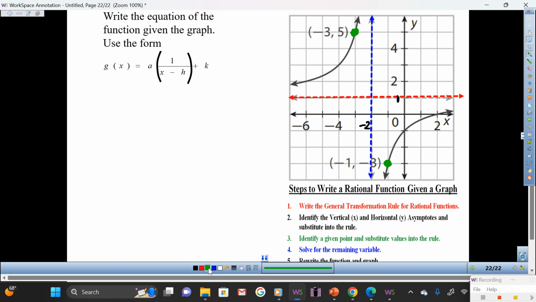The next step, we need our VA and our HA. Tell your neighbor what those are, please. What is our VA and our HA?